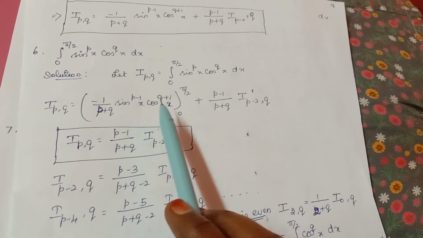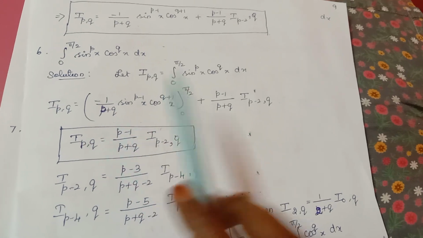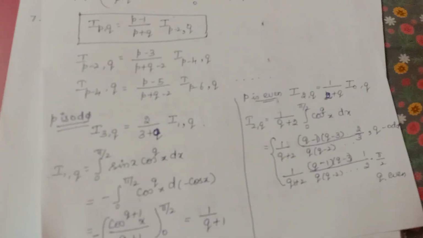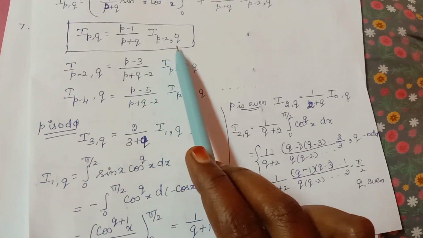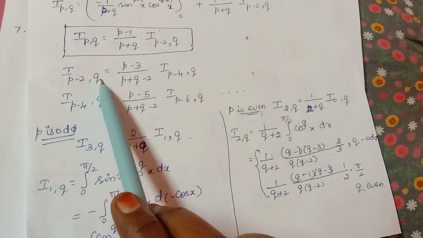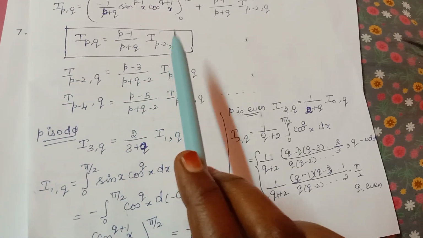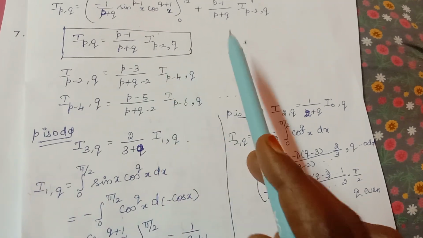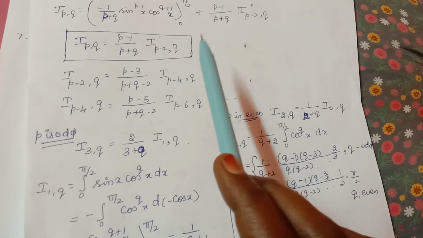Now when you apply the limits, as usual the first term will become 0, only this term will come. So I(p,q) is equal to p minus 1 by p plus q into I(p minus 2, q). So now you find what is I(p minus 2, q). Here we are reducing only the index p, q is kept as it is, right? In the same way you can keep p as fixed and reduce q.